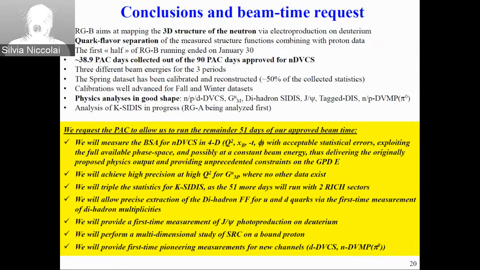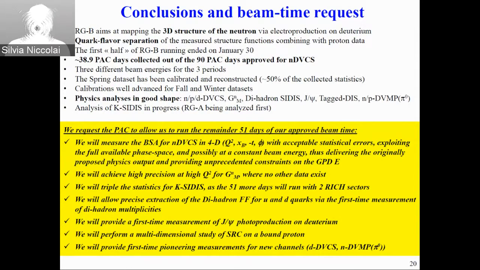We also will extend the Q squared coverage for GMn, where there are no other data. For kaons, the fact that we will run when there will be the two RICH sectors will provide three times the statistics of what we have now.